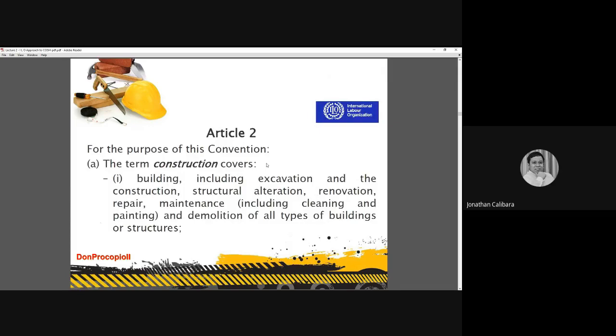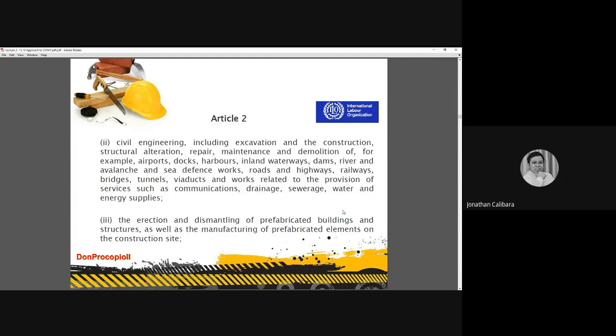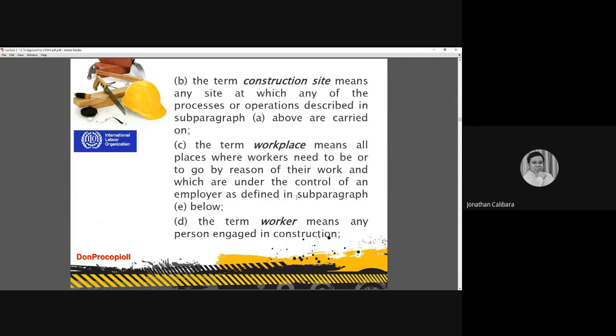Article 2 is all about definition. So you have to study here, class, the common definitions, for example, construction. What does the term construction cover? First is building, and next there are many more. The word construction is not only building, it covers all activities. The second definition, in civil engineering, includes excavation, construction, and structural alteration. So any activity that involves construction is construction.